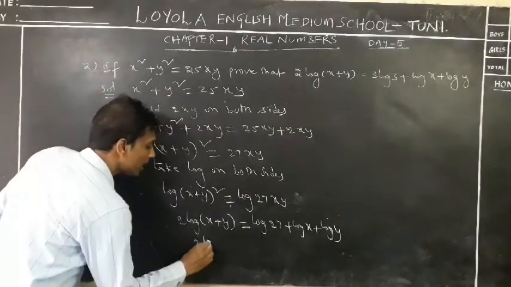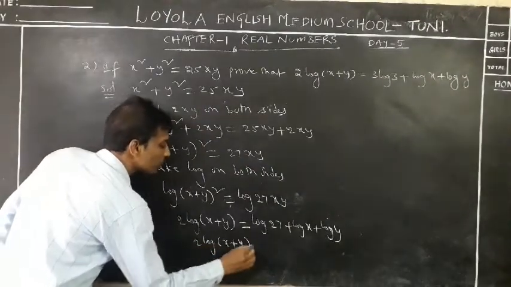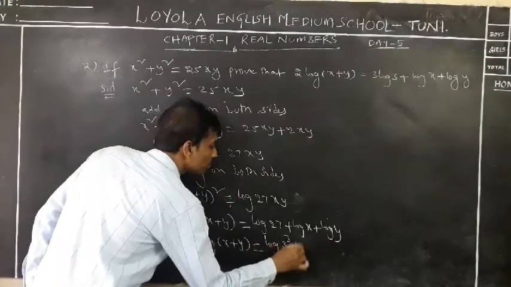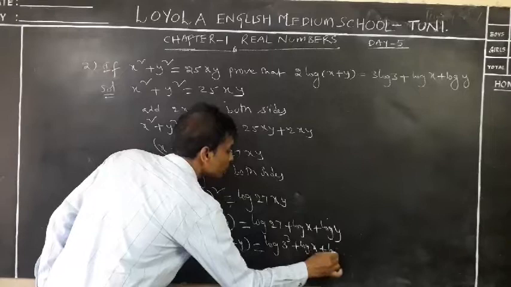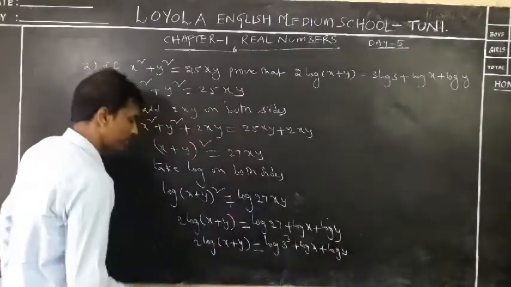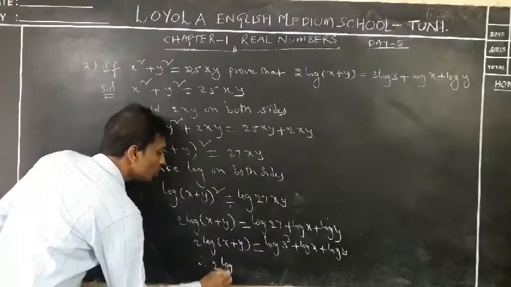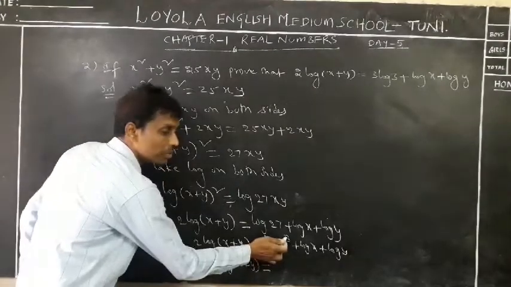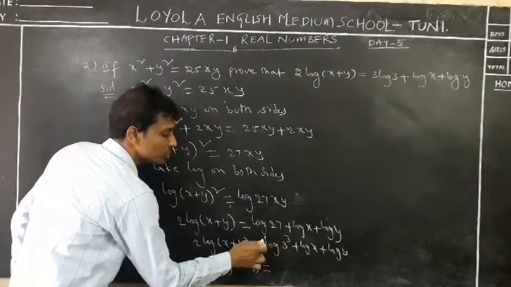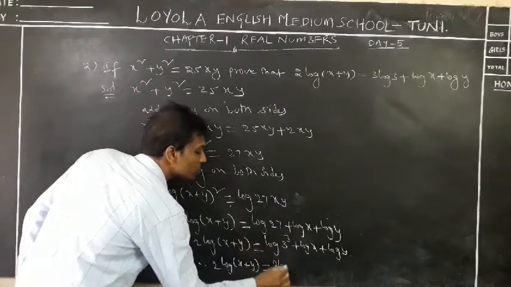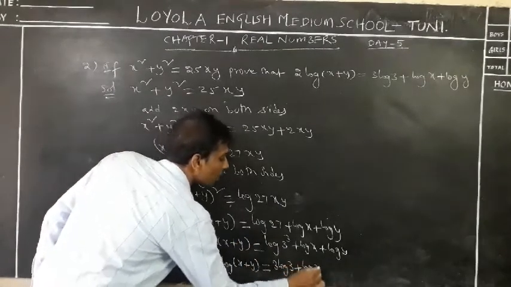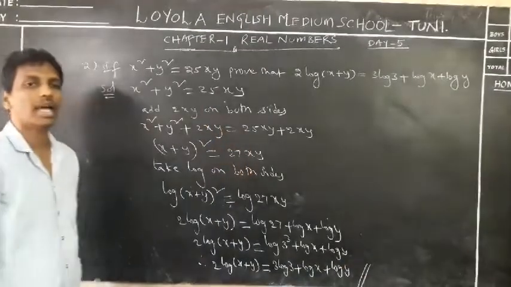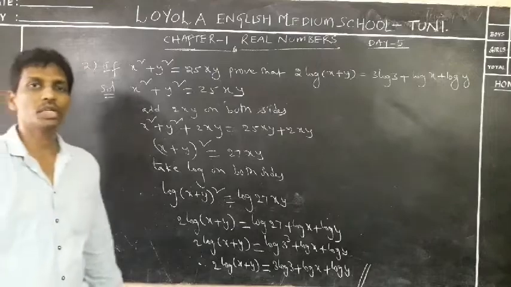So 2 times log of (x plus y) equals, how can we write this? Log 3 cube plus log x plus log y. Therefore 2 times log of (x plus y) equals, here the power 3 is there, now this 3 comes here: 3 times log 3 plus log x plus log y. Hence we prove. Did you understand, anyone?